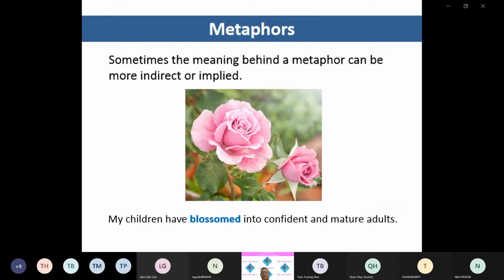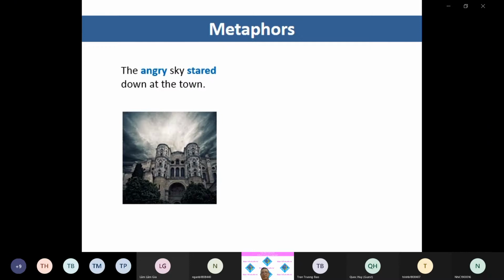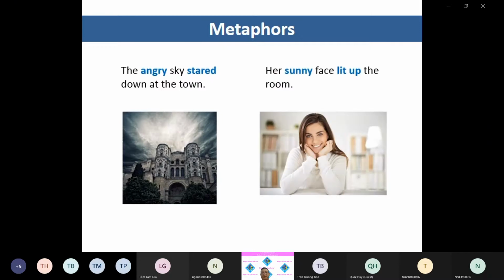What do you think blossom means in this sentence? The literal meaning of blossom is to produce flowers, but this sentence is using the phrase figuratively. Here, blossomed is used metaphorically to mean developed. The angry sky stared down at the town. Her sunny face lit up the room.